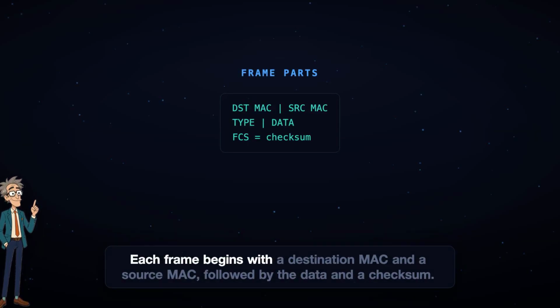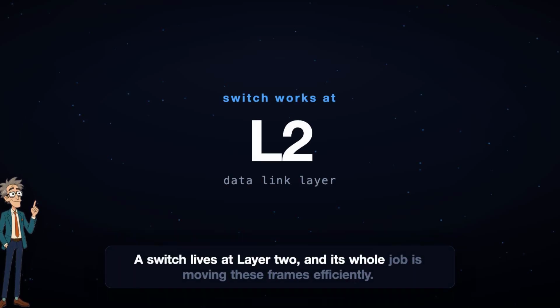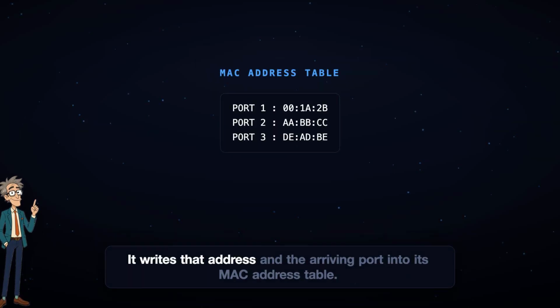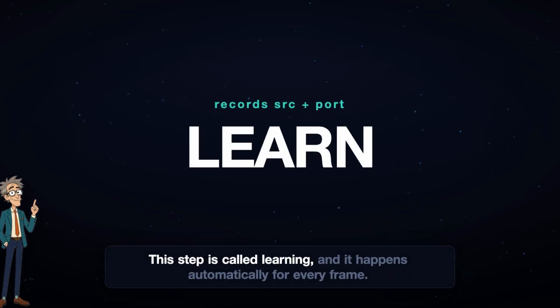Each frame begins with a destination MAC and a source MAC, followed by the data and a checksum. A switch lives at layer 2, and its whole job is moving these frames efficiently. When a frame arrives on a port, the switch first reads the source MAC address. It writes that address and the arriving port into its MAC address table. This step is called learning, and it happens automatically for every frame.